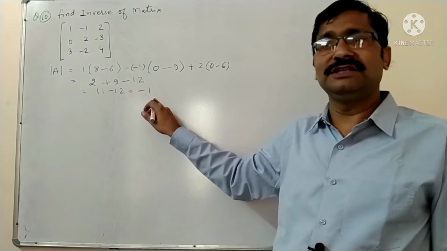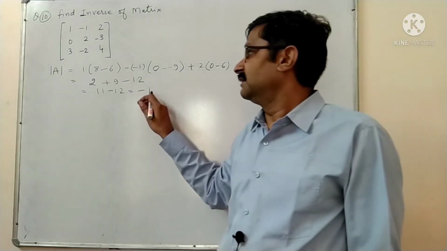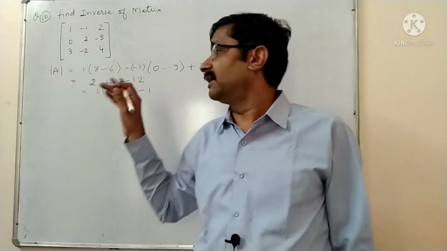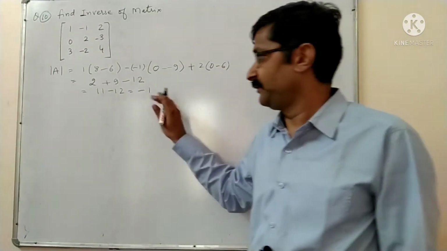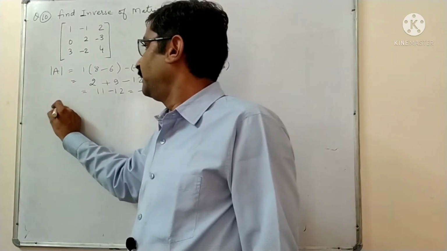If you get 0 here, you will write that we cannot find the inverse. Okay, so first you find this only. After that you have to find the cofactors.